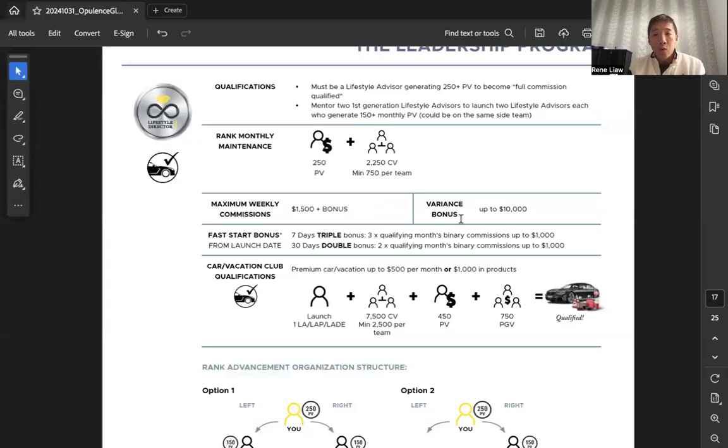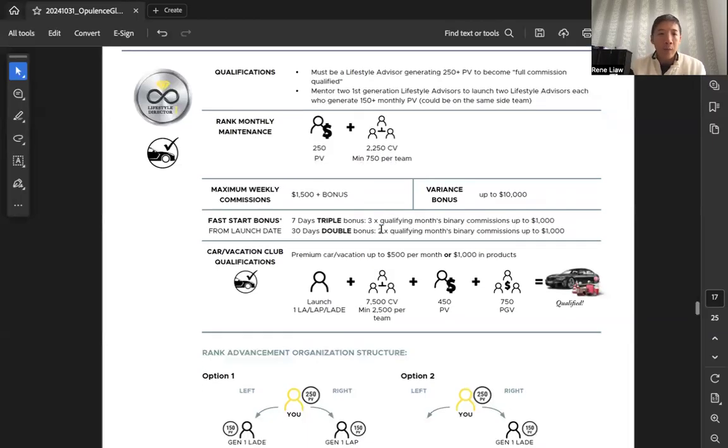As an LD1, now of course your variance bonus can be up to $10,000 per month. Now, we mentioned earlier that if you can reach LD1 within your first 7 days, it will triple that month's binary commissions up to a maximum of $1,000. And if you reach LD1 within your first 30 days, it can double it again up to a maximum of $1,000. Now, one of the cool perks, of course, is that with LD1, you can now become car vacation club qualified. And this is called the premium car vacation up to $500 per month or $1,000 in products. So again, it's pretty cool how you can choose, again, from the previous video.